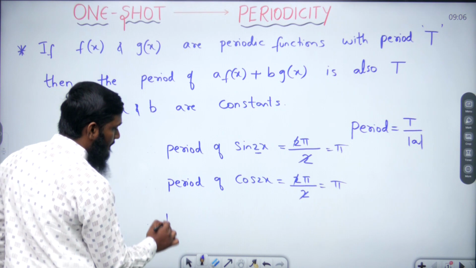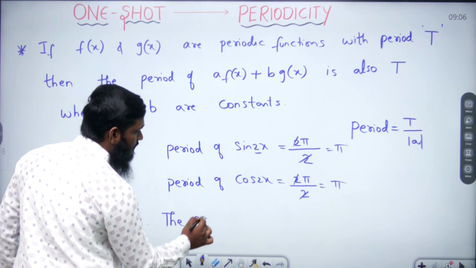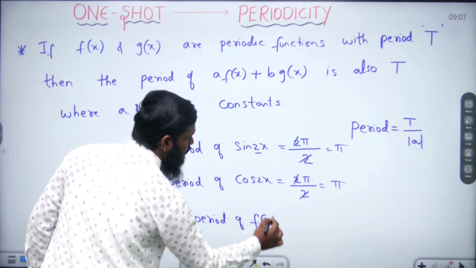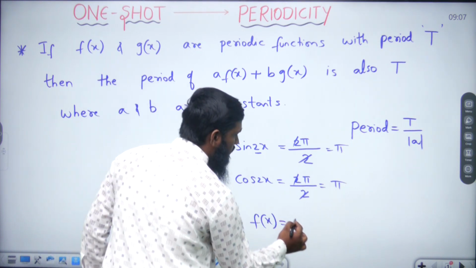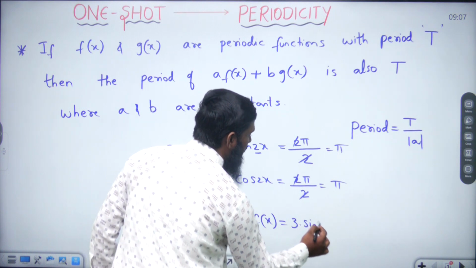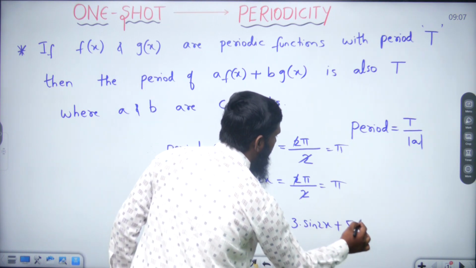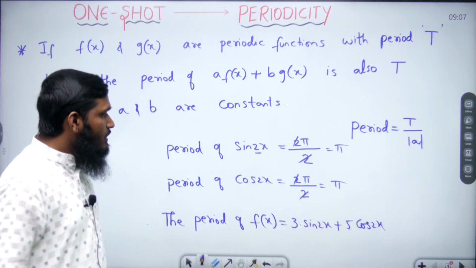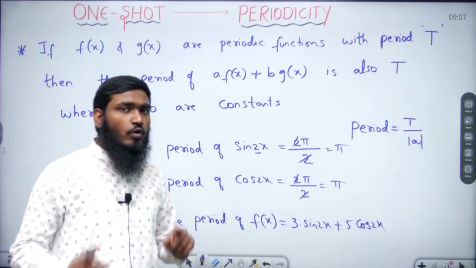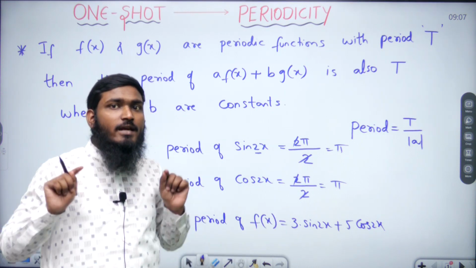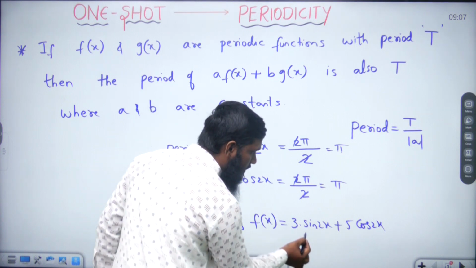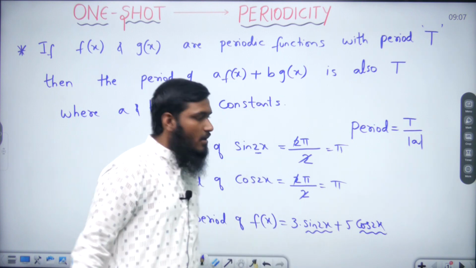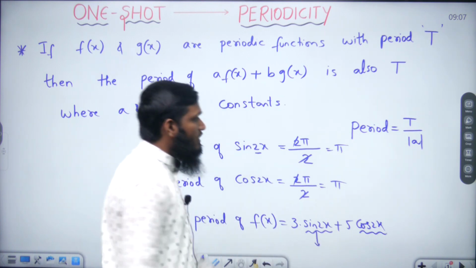So therefore the period of f of x is equal to 3 into sine 2x plus 5 into cos 2x. Suppose we are having the function like this. No need to concentrate on the numbers over here, we only have to concentrate on the function. What is the function we are having? Sine 2x. Over here what is the function we are having? Cos 2x.